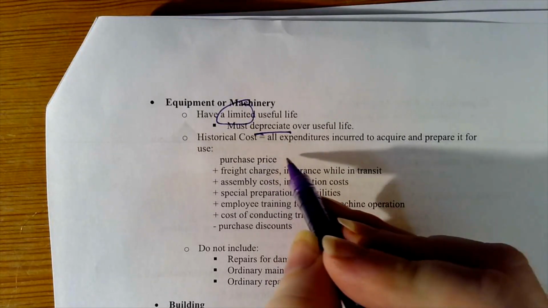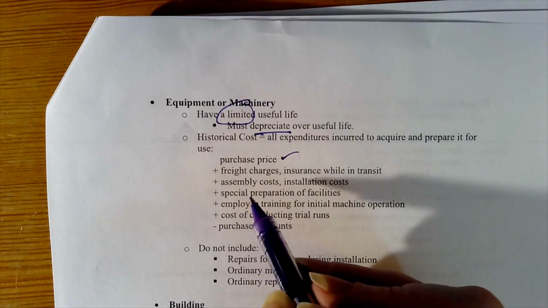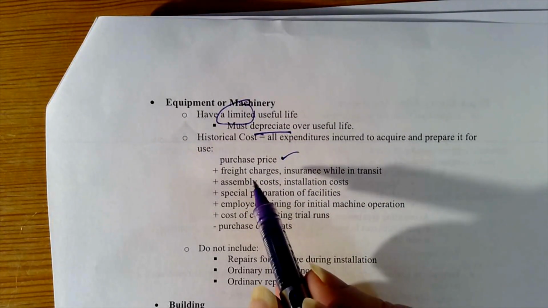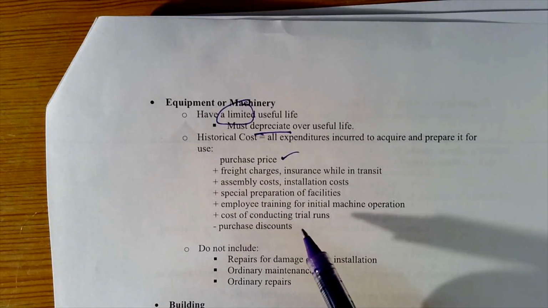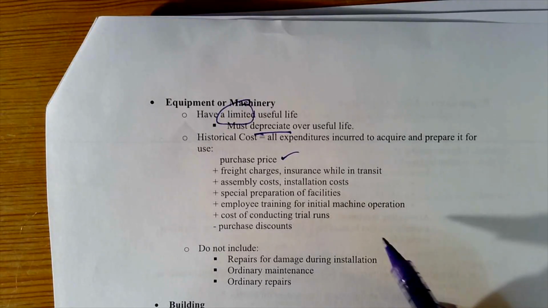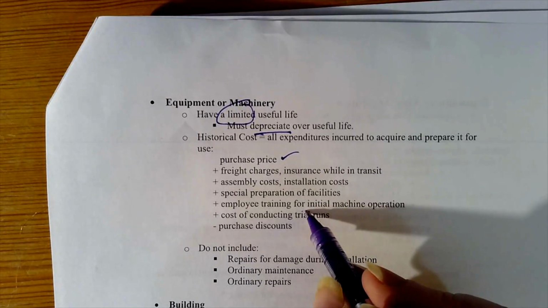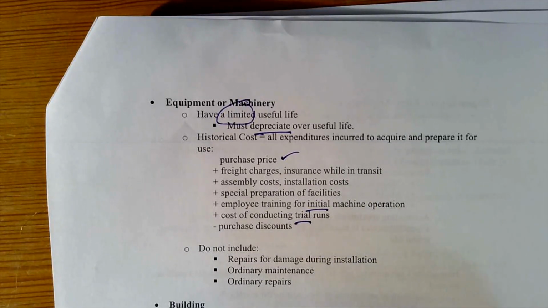So what goes into it? Well, it's the purchase price, of course. And then just like with inventory, you've got freight in, freight charges, assembly costs, preparation of the facilities, employee training. Now notice here, it'll be for the initial run or trial run. In other words, any money that you're spending to get the piece of equipment up and running for the first time, before it's in regular use, that would be capitalized. That would be part of the value of the equipment and machinery.